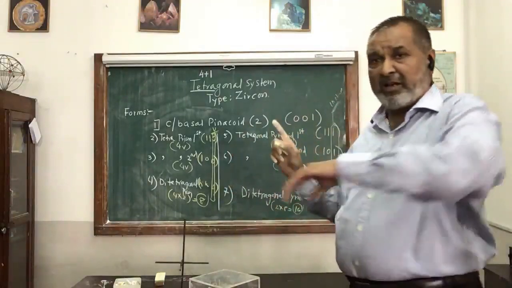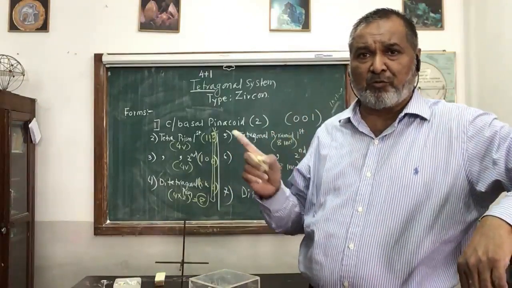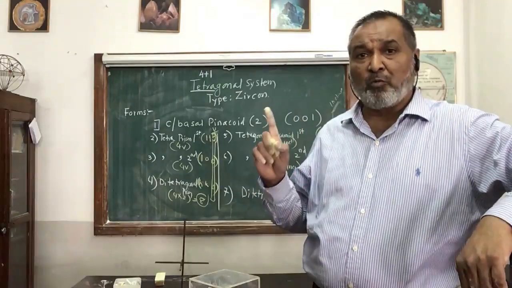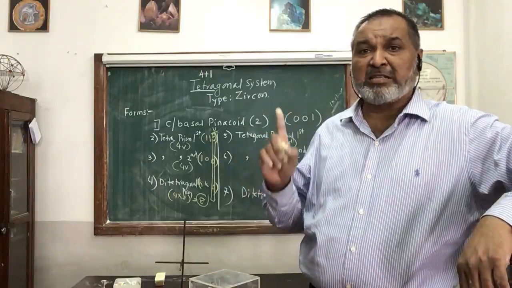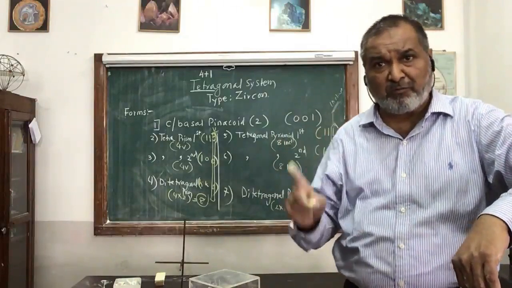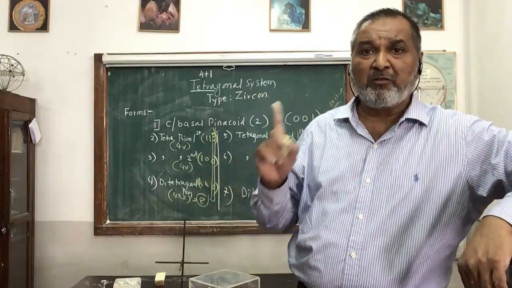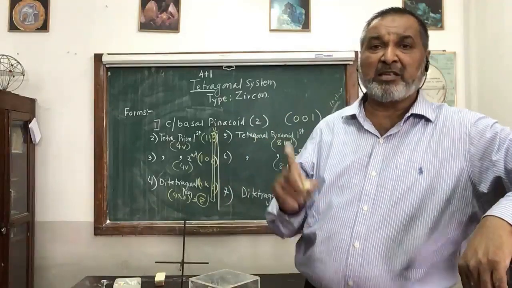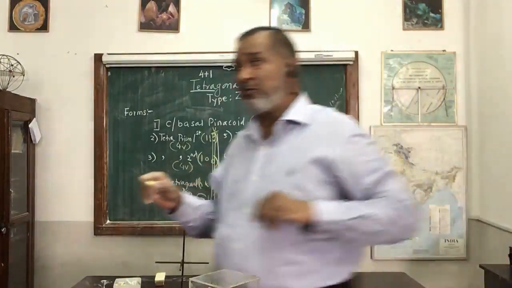So this is the very simple way. Prism, pinacoid 0, 0, 1. Prism first order 1, 1, 0. Second order 1, 0, 0. Ditetragonal prism HK0. Then we have tetragonal pyramid first order 1, 1, 1. Tetragonal pyramid of second order 1, 0, 1. And ditetragonal pyramid is HKL. All 3 cutting. Very important one.